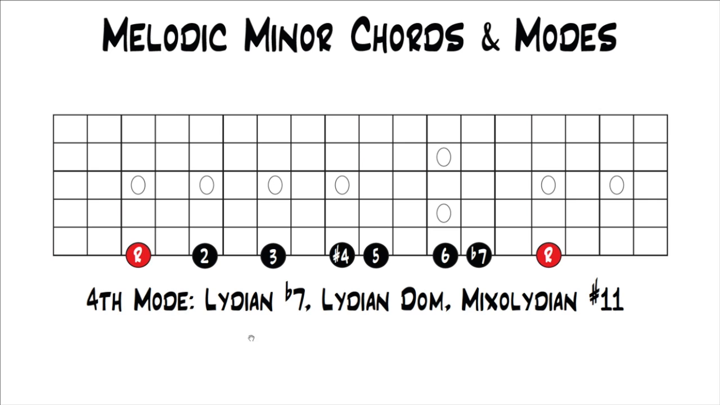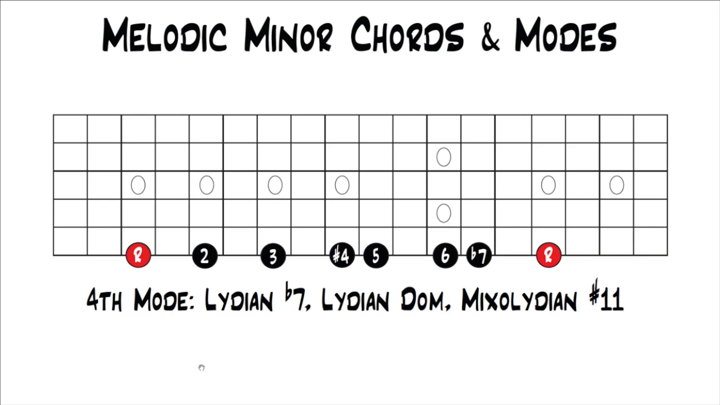Hopefully you can figure out how to build that. If you compare it to the Lydian mode, you would just take the Lydian mode and flat the 7. Or if you took the Mixolydian mode, you'd sharp the 11 or the 4, because it's the same thing. So that would give you root, 2, 3, sharp 4, 5, 6, flat 7. And this is a very common mode from the melodic minor scale. It's used all the time.